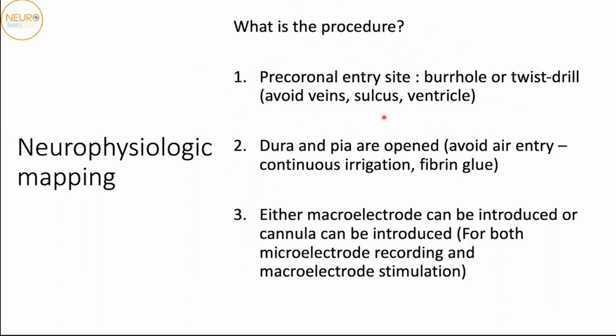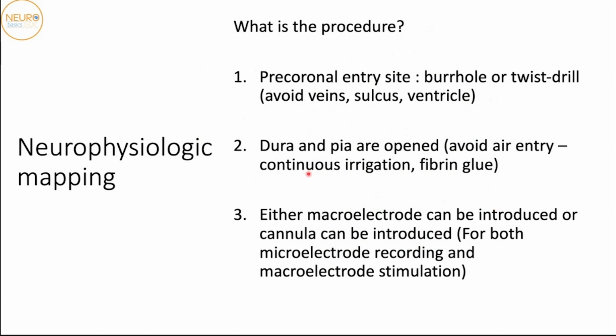After the burr hole or the twist drill hole, the dura and the pia have to be opened. And when you're doing that, it is important to avoid air entry, and the reason for that is to avoid brain shift. Because once brain shift happens, your entire system is rendered useless. So to do that, you have to continuously irrigate the field to make sure no air goes inside. And you can use fibrin glue also to prevent air entry.